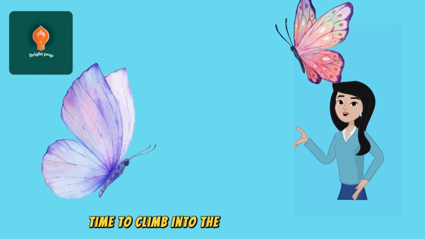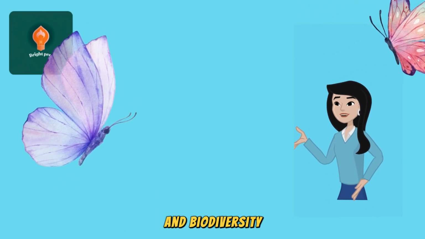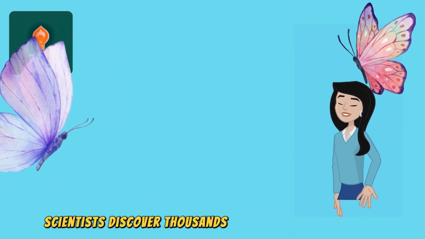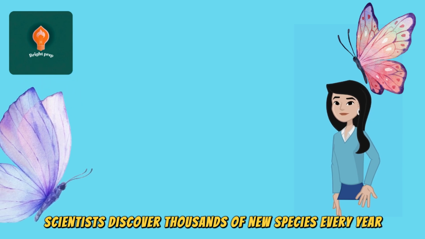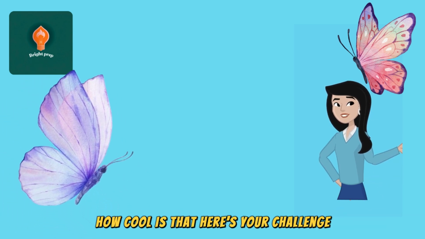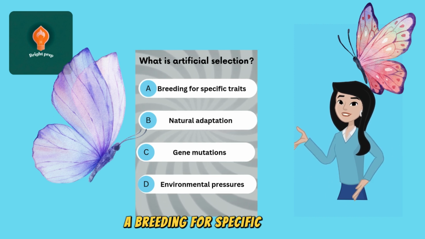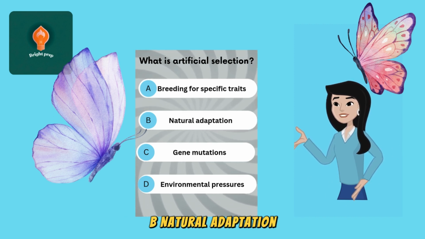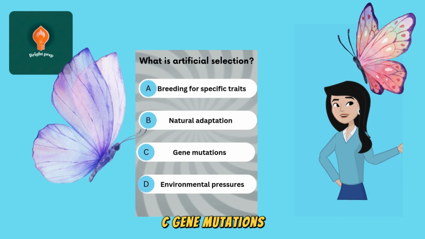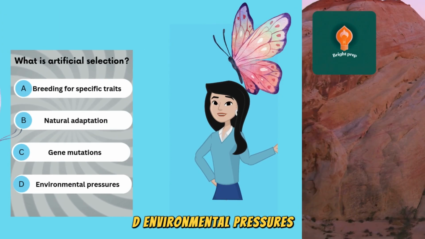Time to climb into the world of evolution and biodiversity. Scientists discover thousands of new species every year. How cool is that? Here's your challenge. What is artificial selection? A. Breeding for specific traits. B. Natural adaptation. C. Gene mutations. D. Environmental pressures.